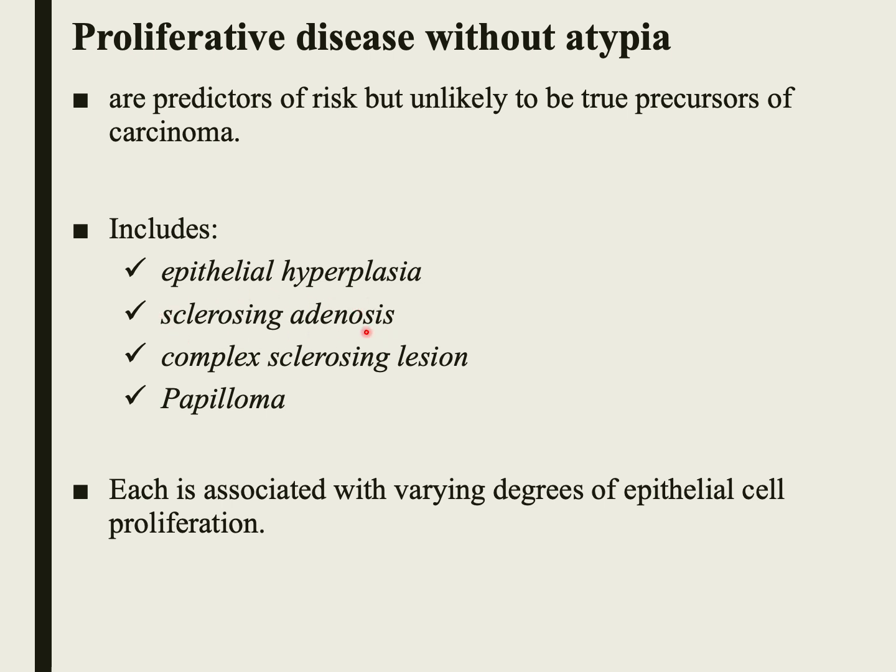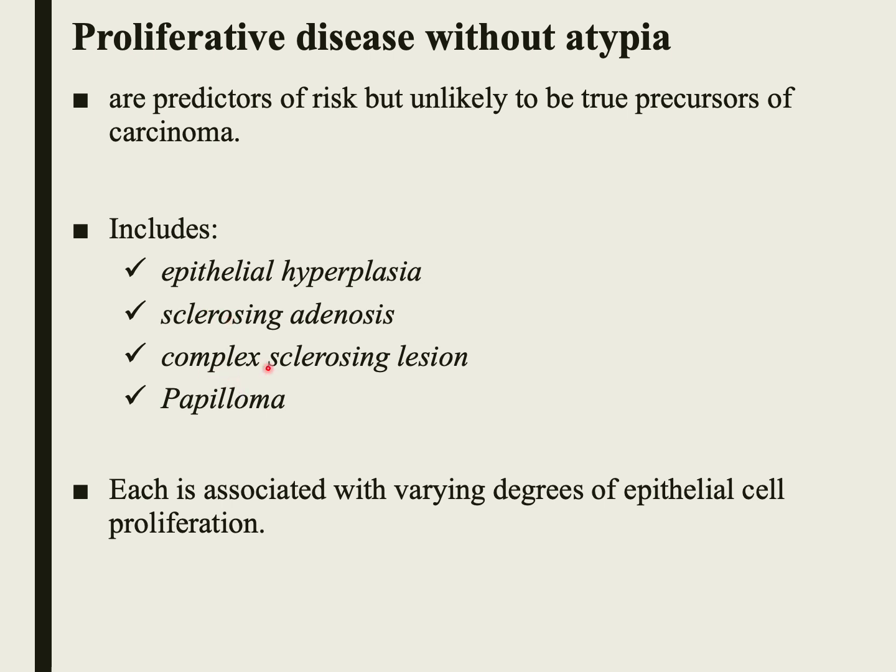The second lesion is sclerosing adenosis. From the names, adenosis means that the number of the glands is increased, and sclerosing means that the stroma shows fibrosis or sclerosis that is going to distort and compress the glands. So sclerosing adenosis, you have proliferation of the glands and fibrosis.